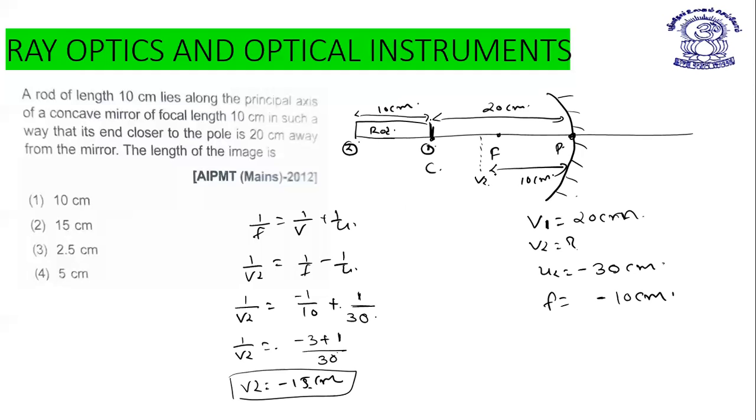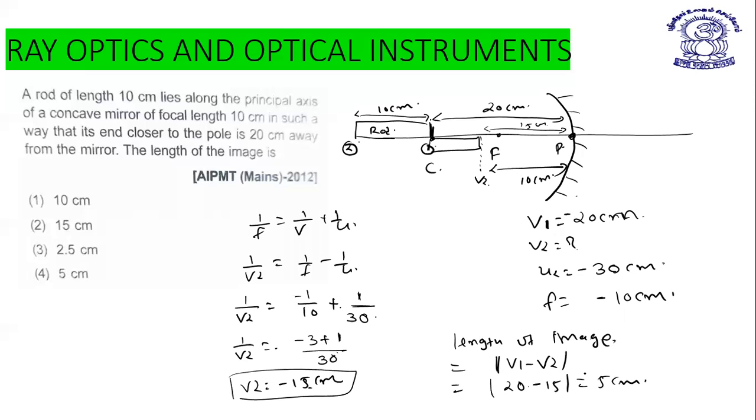So at this point, the image V2 is created. This distance will be 15 centimeters. So total length of image will be equal to V1 minus V2, that is 20 minus 15, which will give us the answer 5 centimeters.